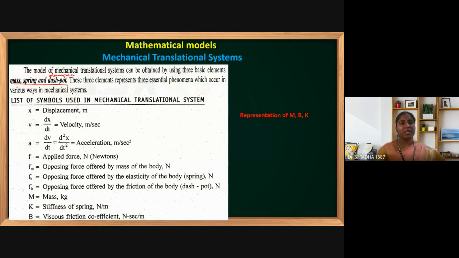Dashpot is nothing but a piston. This dashpot, they are represented like this. M, B means dashpot, and K means spring. M means mass, then comes dashpot, then the K, last one is spring constant.